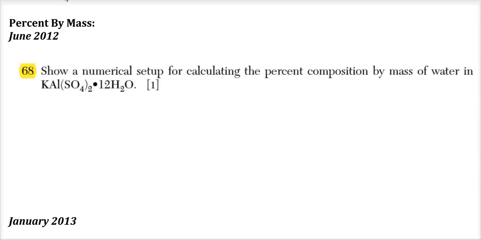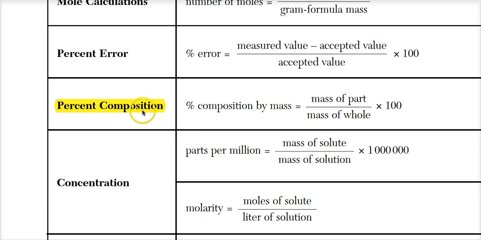Percent by mass problems are based on the formula of part over total times 100. You can find it in Reference Table T, under percent composition on the last page. Basically it's the part over total times 100. That's a percent. It's always percent by mass.